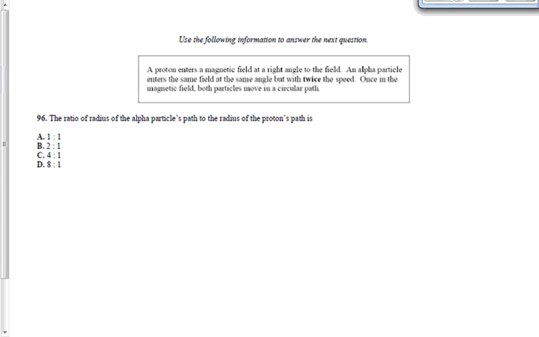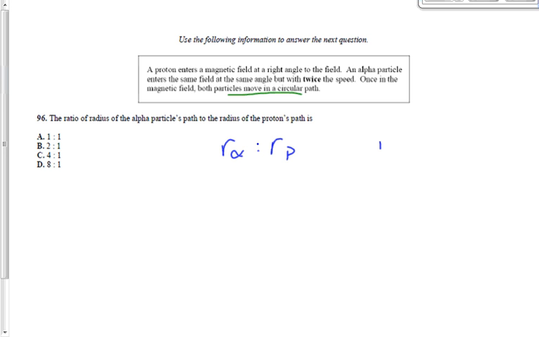The proton enters the magnetic field perpendicular to the field. The alpha particle goes into the same field, also perpendicular to the field. Once in the magnetic field, both particles move in a circular path. We don't need to be told that because we know that's what's going to happen. The question here is, what's the ratio of the radius of the alpha particle's path to the radius of the proton's path? So in other words, we're looking for this: the ratio of the alpha particle's path to the proton's path.